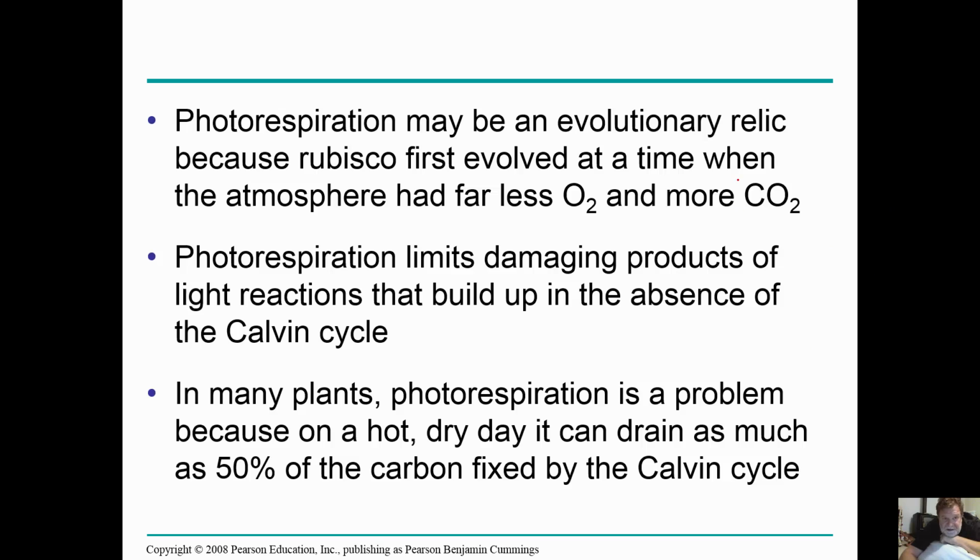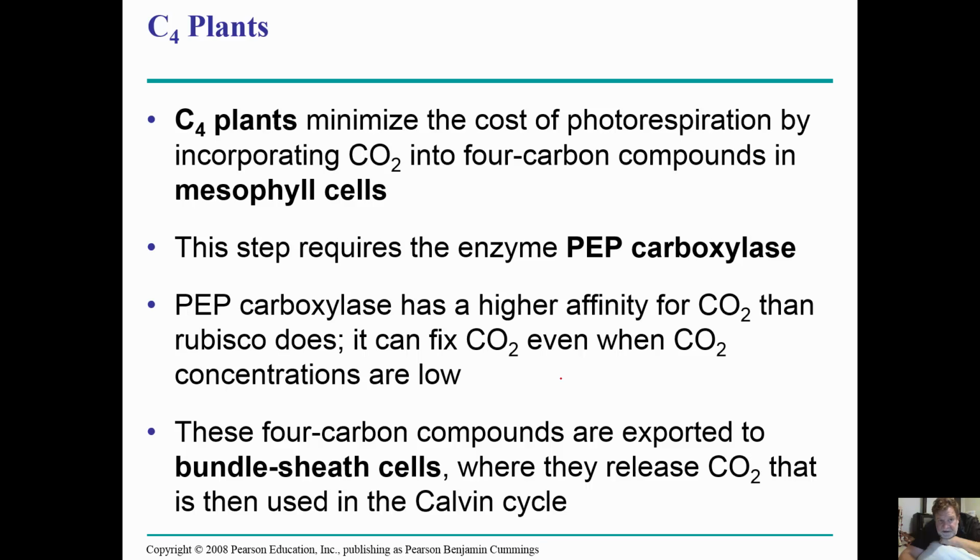Photorespiration consumes oxygen and organic fuel and releases CO2 without producing ATP or sugar. Photorespiration may be an evolutionary relic because rubisco first developed at a time when the atmosphere had far less oxygen and more carbon dioxide. Photorespiration limits damaging products of light reactions that build up in the absence of the Calvin cycle. In many plants, photorespiration is a problem because on hot, dry days it can drain as much as 50% of the carbon fixed by the Calvin cycle.